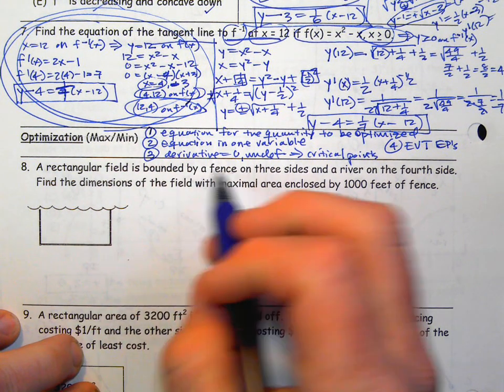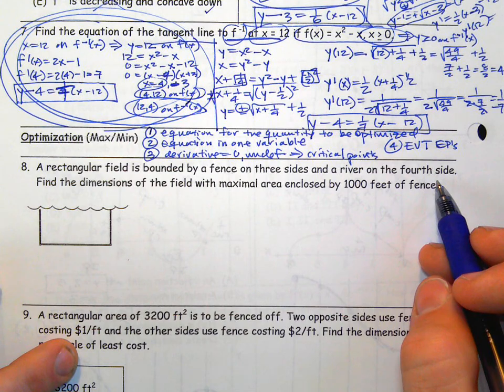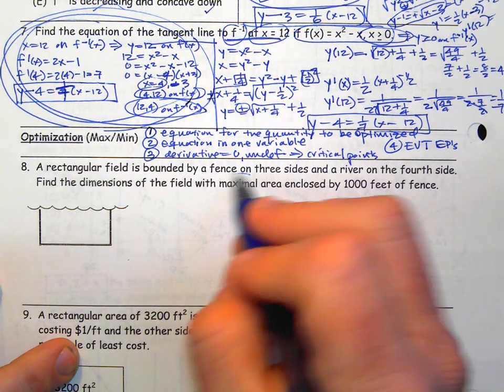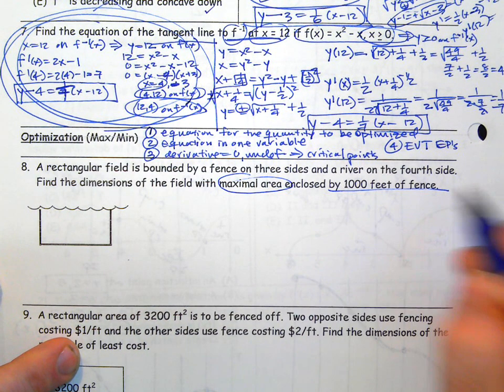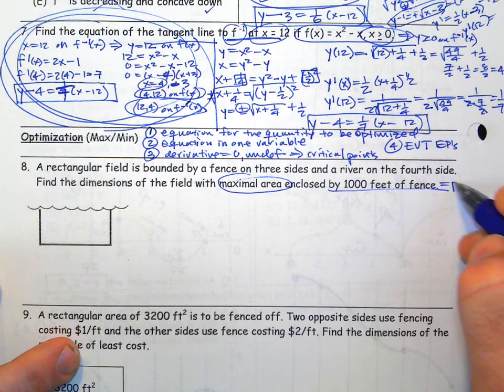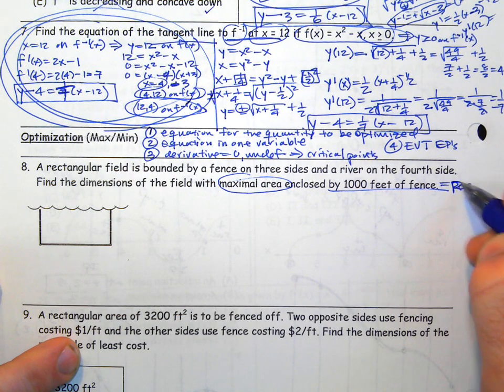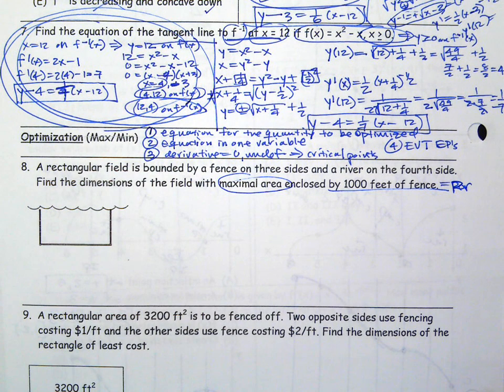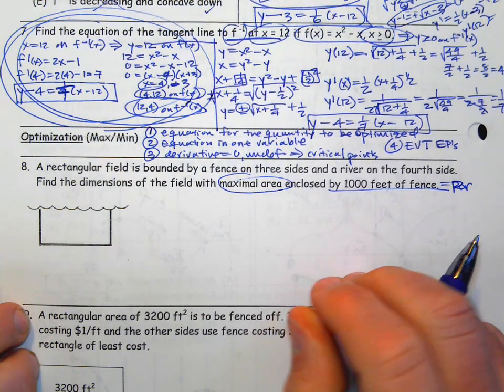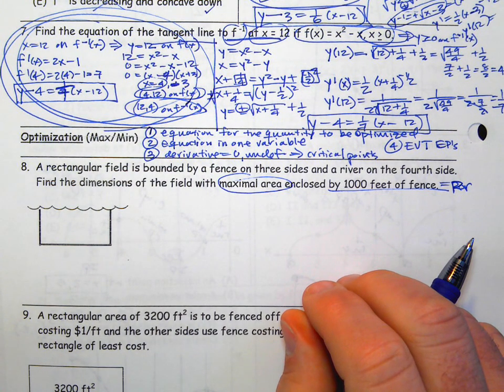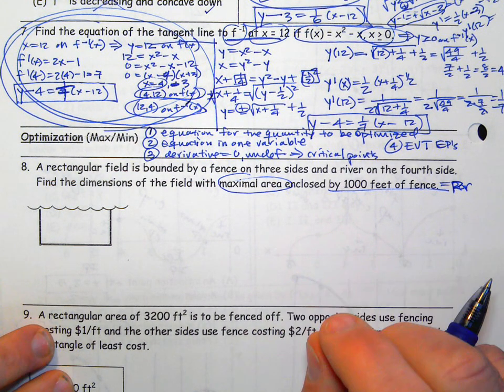A rectangular field is bounded by a fence on 3 sides and a river on the 4th side. Find the dimensions of the field for a maximal area enclosed by 1,000 feet of fence. So they've given you a perimeter amount of fence that you have to work with, which is going to be one of your restrictions that's going to help you get your equation in one variable eventually.